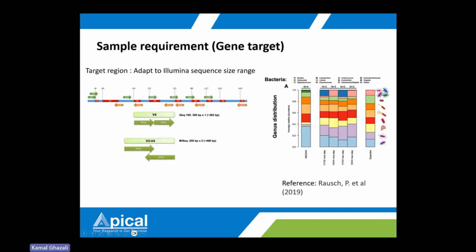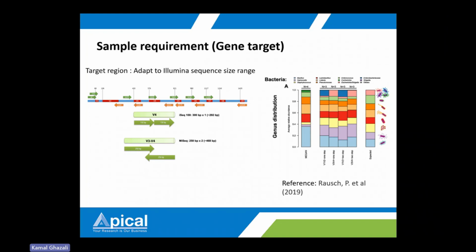Next we continue with the gene target. As I mentioned earlier, because the Illumina platform can only target regions no longer than 500 base pairs, we are unable to sequence the whole 16S region. So this is an example of a 16S region. Basically, for 16S, we have 9 variable regions, from V1 to V9. We can use PCR primers to amplify a specific variable region. Different variable regions will generate different results.